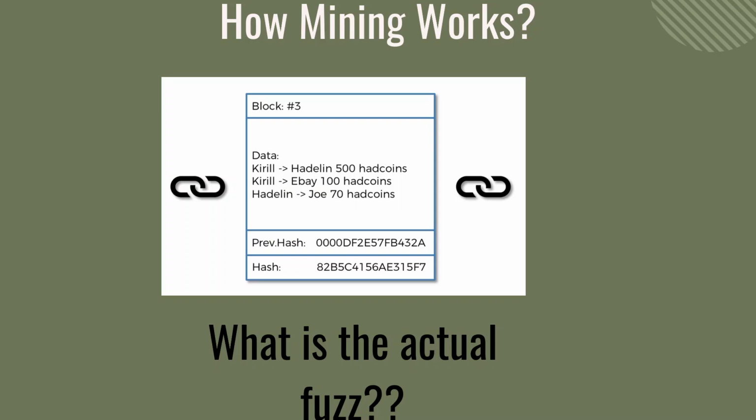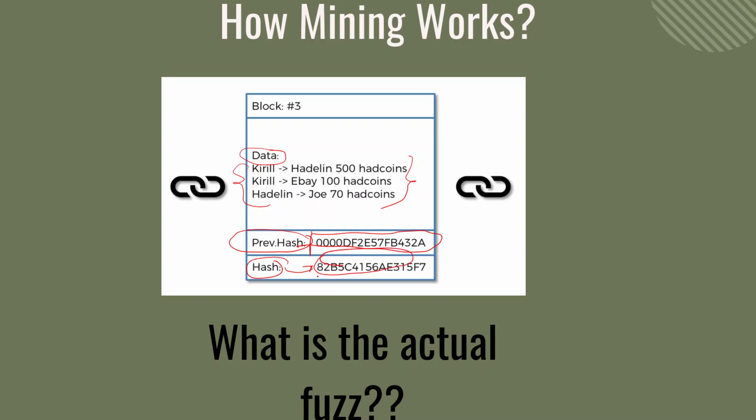Okay, now we will understand how mining works. So first of all, let's revise the properties of a block in a blockchain. As I said earlier, in a block there is data. There can be multiple data here, and there is a previous hash which holds the hash value of the previous block, and the hash value of its current block.